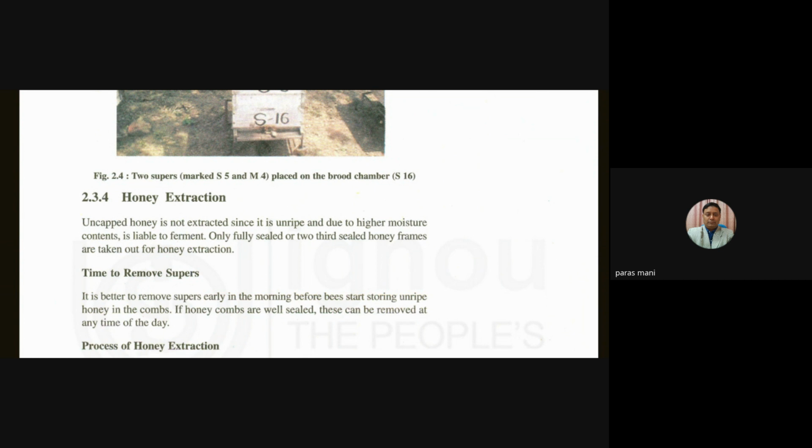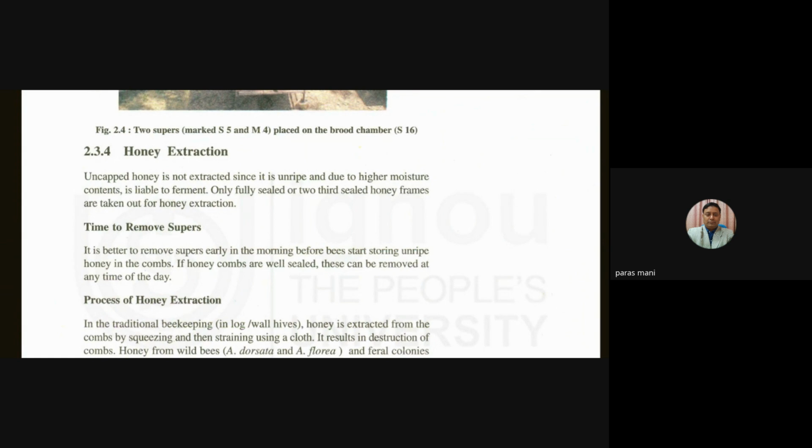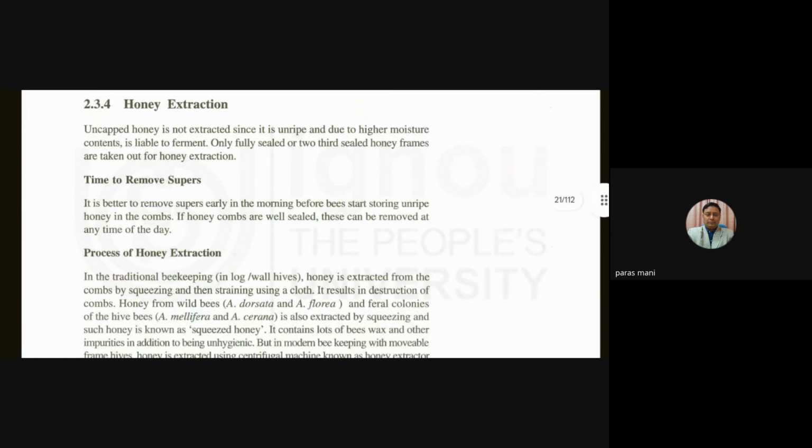Only fully sealed, or two-thirds, they have given. We consider more than 75% or 80% of the cells to be capped before harvesting, or they are saying at least two-thirds of the cells in the comb must be sealed. Then the honey frames are taken out for honey extraction. Such honeycombs are taken for extraction.